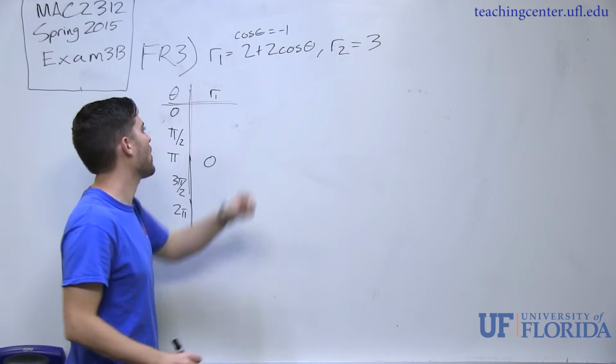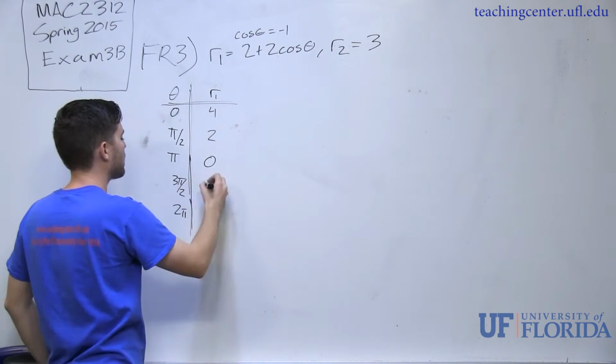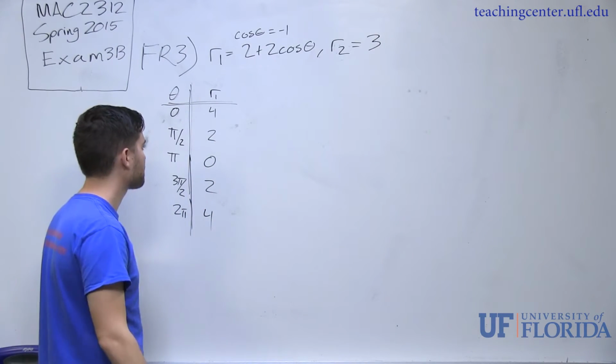If I plug in 0, I end up with a radius of 4. If I plug in pi over 2, I get 2. 3 pi over 2, I get 2. 2 pi, I get right back at 4.